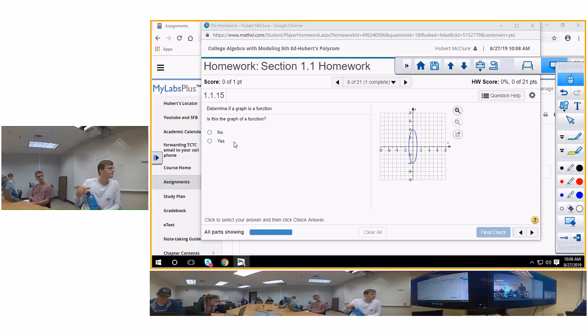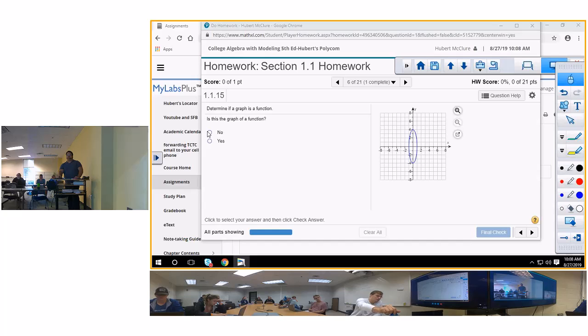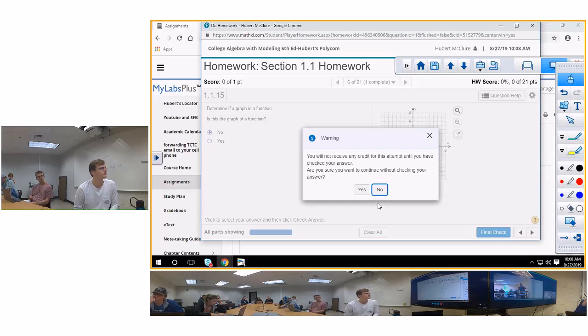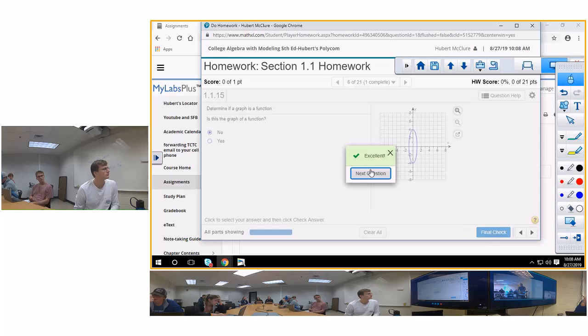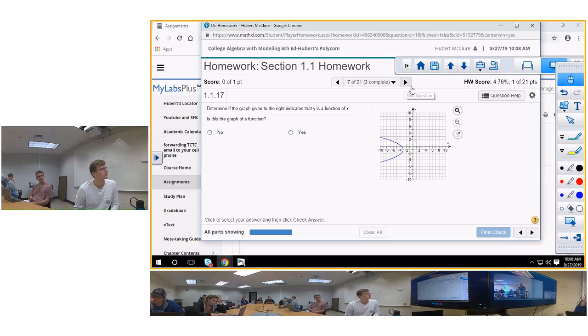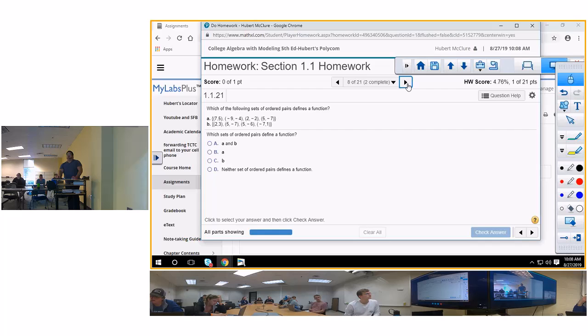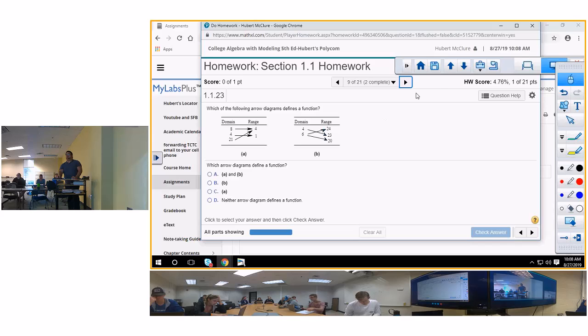And what's the answer to this one? Final check. Yeah, no. That's a hyperbola. I don't like that one. That's too much work. As far as a test question, I don't like those at all.